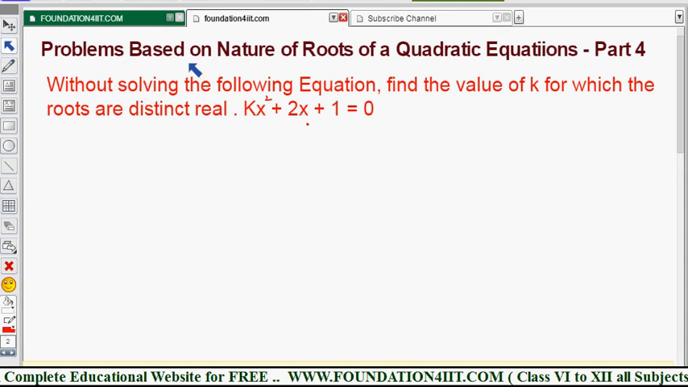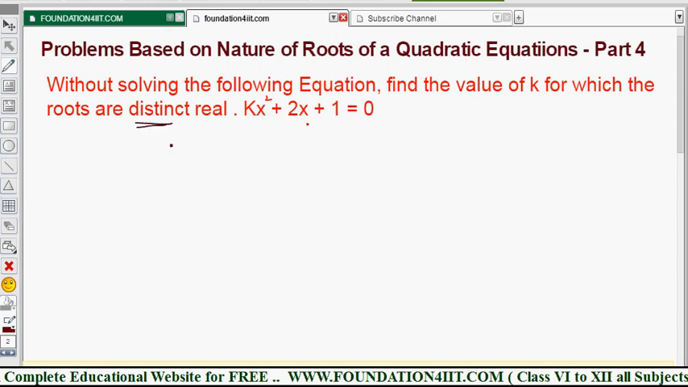Now let us see the problem based on the nature of the roots of the quadratic equation. In this case, without solving the following equation, find the value of k when the roots are distinct real. So this is important, we are seeing the nature of the roots. Whenever they mention roots are distinct real, we need to take the discriminant greater than 0.